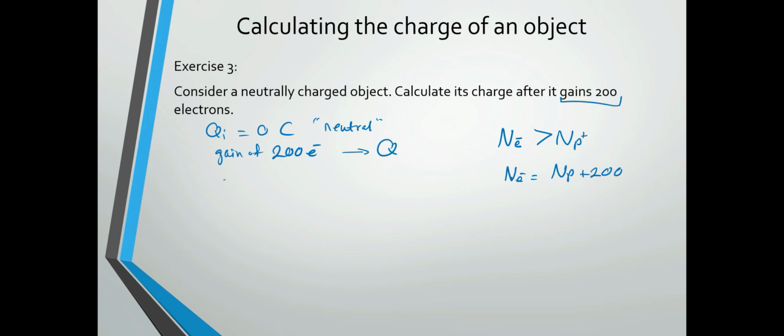So Q in this case is equal to N multiplied by E minus, because it gains electrons, so it became negatively charged. So Q is equal to 200 times negative 1.6 times 10 to the power of negative 19. So Q is equal to negative 3.2 times 10 to the power of negative 19 coulombs.